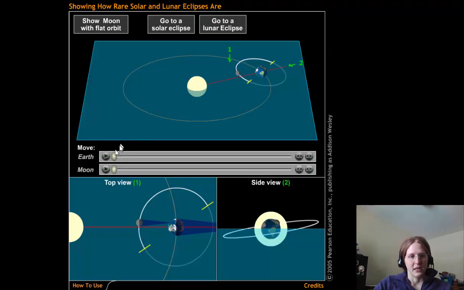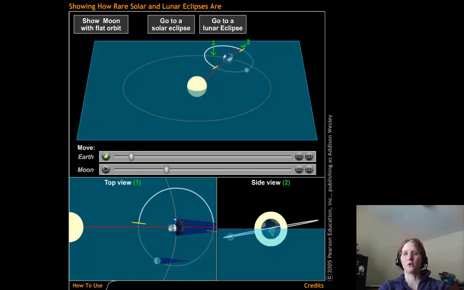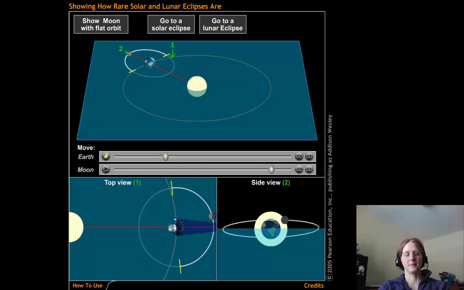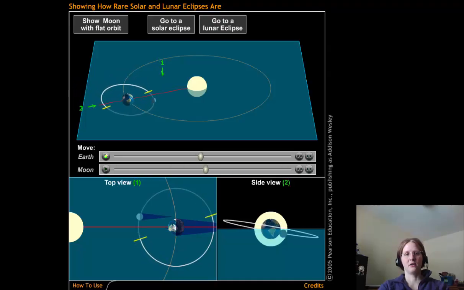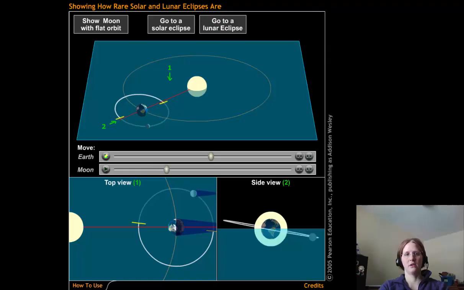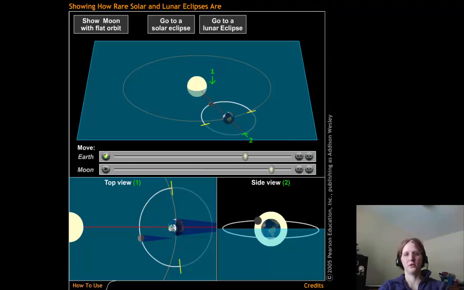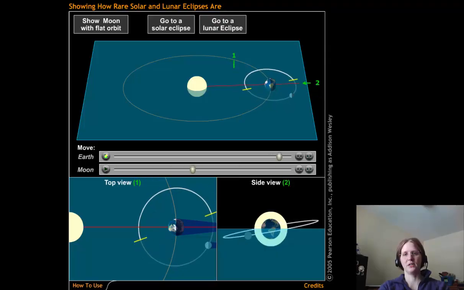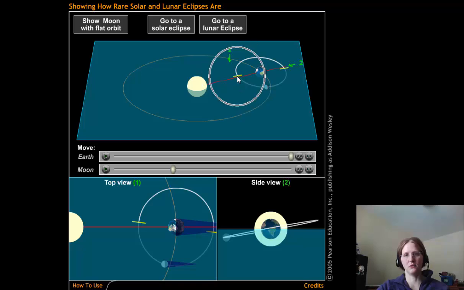So I'm going to press play and just watch it for a little bit and just kind of see how the moon's orbit precesses while the Earth is orbiting the sun. I'm going to start reading off new and full moons. Full moon, new moon, full moon, new moon, full moon, new moon. The full moon is whenever it's back here, away from the sun. New moon is here in between the two.